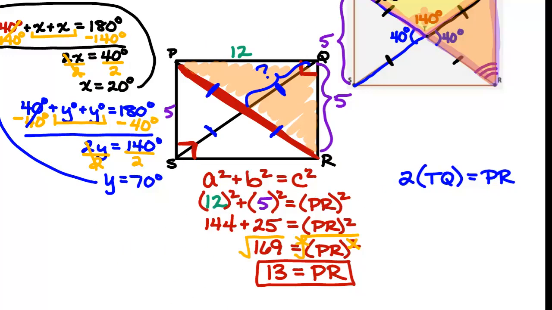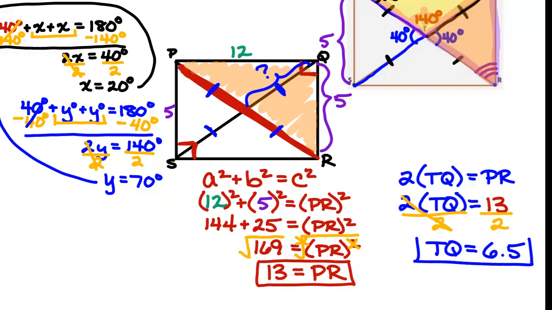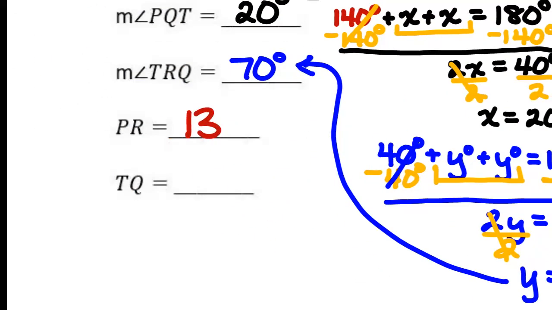Do we know how big segment PR is? How big is PR? So 2 times TQ equals 13. So the last thing I need to do is divide both sides by 2. And I get TQ is equal to what? 6.5. Very, very nicely done.